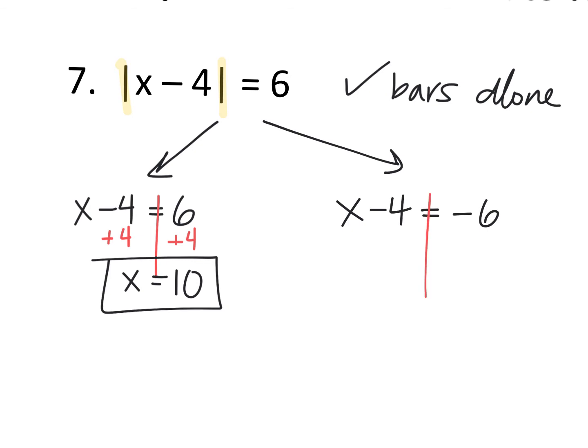And now your other one, you're solving the same way. So again, you have to add the 4 because it's subtraction. I do the opposite. Negative 6 plus 4 is negative 2. So you get 2 answers on these equations because there's 2 numbers that have an absolute value of 6.